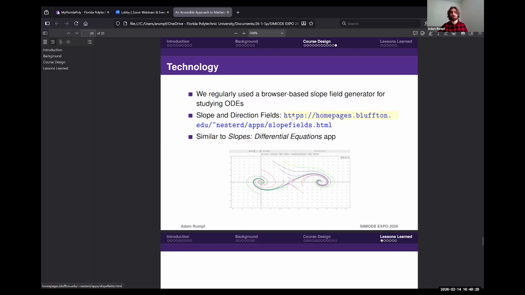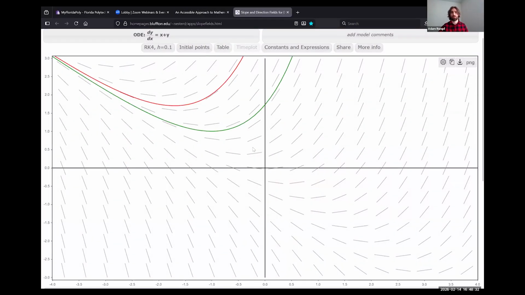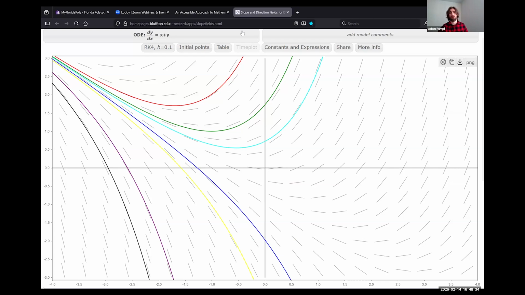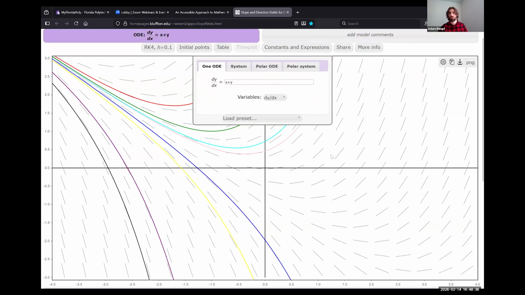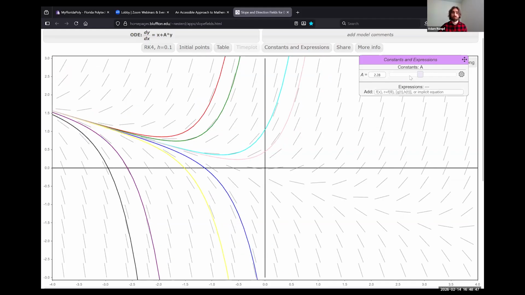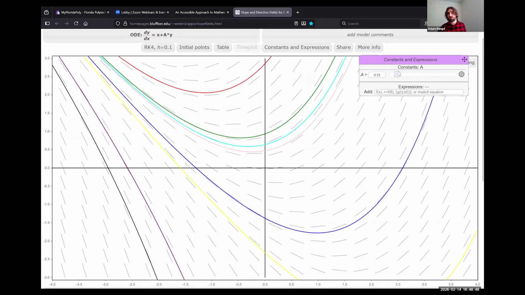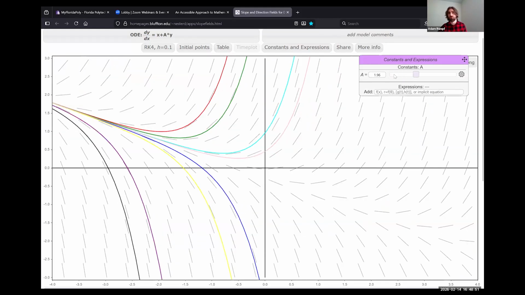This is a browser-based utility, which is very similar to slopes. You can type in any differential equation you want. You can click around to see what the solution curves look like, and it's also very fully featured. You can, for example, include parameters in your differential equation and then give yourself a slider bar to immediately see how that changes the slope field and how that changes the solution curves.